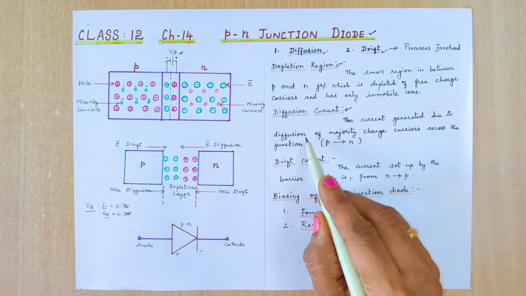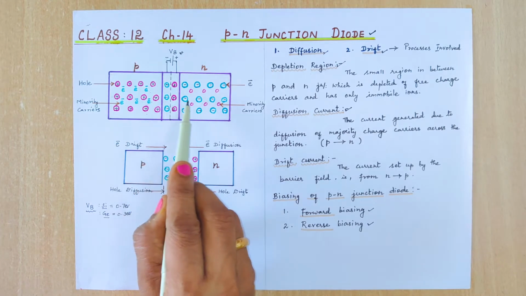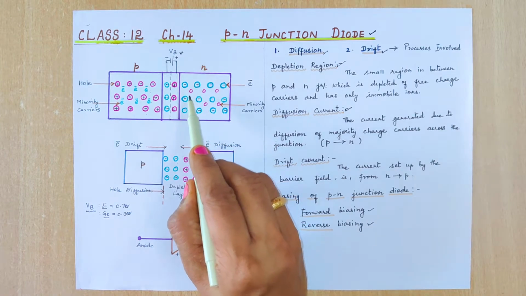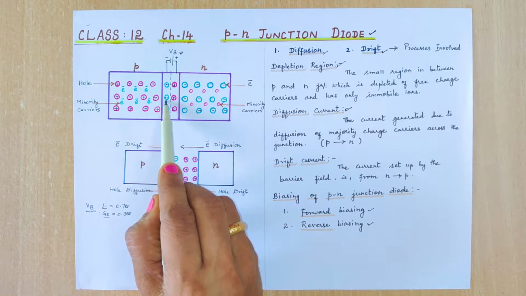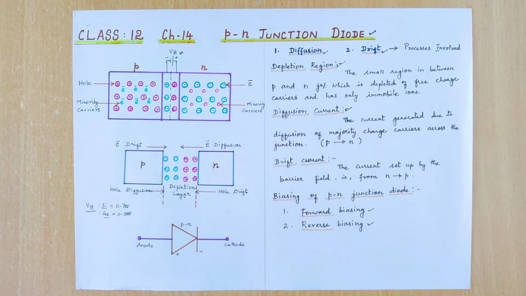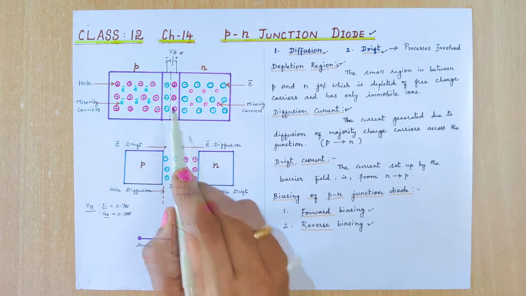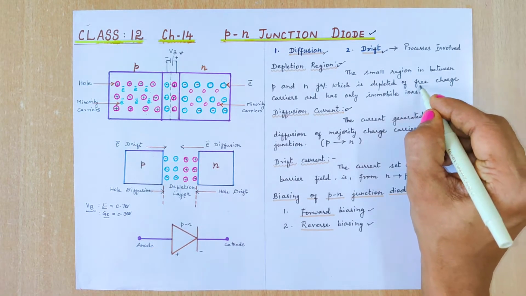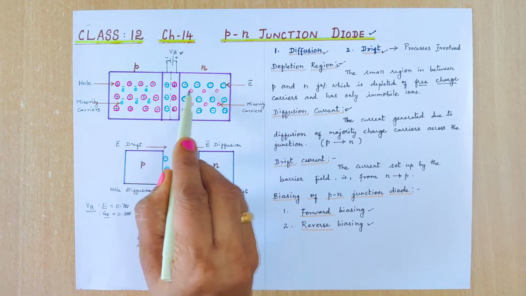It is due to the diffusion of majority charge carriers across the junction, shown from the P terminal towards the N terminal. During this diffusion process, the electrons leave behind positive ions, and the holes leave behind negative ions, and they get accumulated in a small vicinity. Because of this accumulation, a depletion region is formed. This depletion region has immobile ions left and is depleted of free charge carriers.